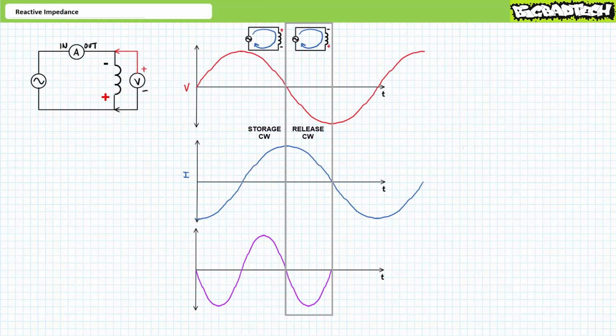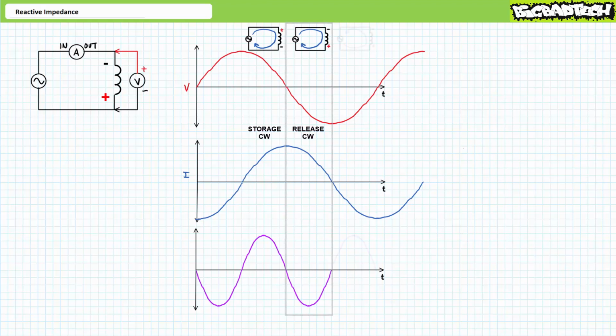The storage phase was a period of positive power and energy storage. The subsequent release phase was a period of negative power and energy return. There's an equal and opposite exchange, and in the end, no real work was done. However, current did flow from the source to the load and back again. This type of positive and negative exchange of power is called a reactive interchange, something we'll explore at length in later lectures.